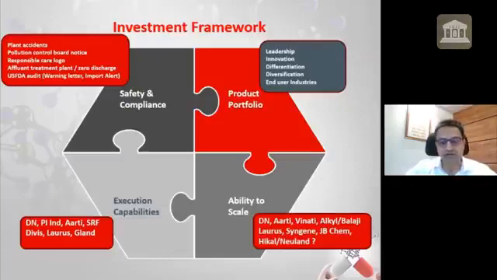When I say ability to scale, it's about how capable you are of scaling up your existing product portfolio. You get into one product and how well you can scale up that particular product. When it comes to ability to scale, I think Deepak Nitrite has demonstrated very well. Aarti and Vinati have demonstrated very well. Laurus and Syngene have also demonstrated well on the pharma side. We need to look at whether Heikal and Newland can do that, the ability to scale. So these are the four parameters that make up the investment framework.